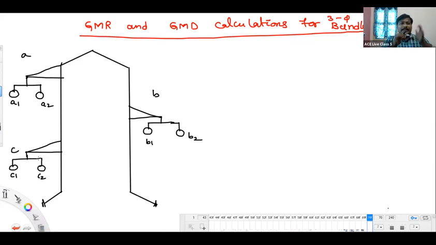Right? A1, A2, B1, B2, C1, C2. Let's introduce a notation quickly. R1 is the radius of each subconductor.